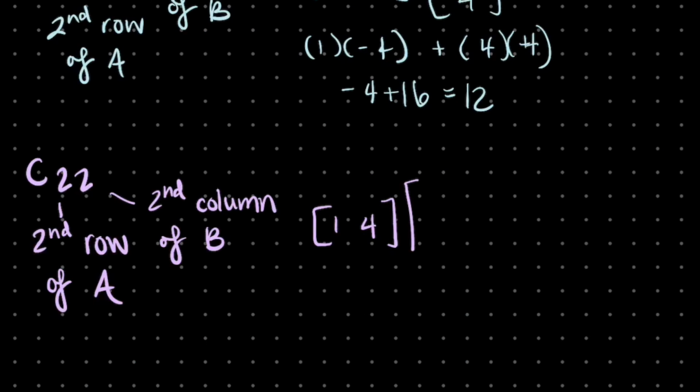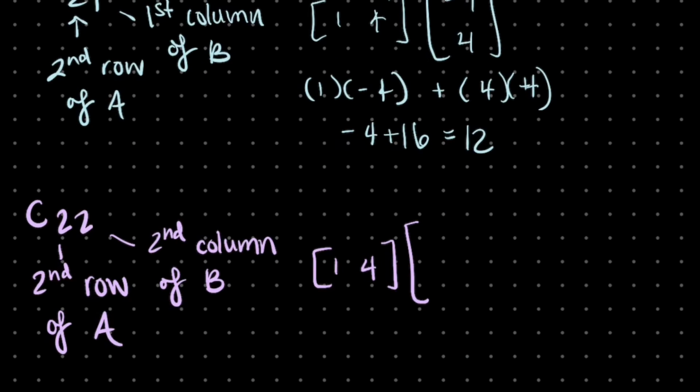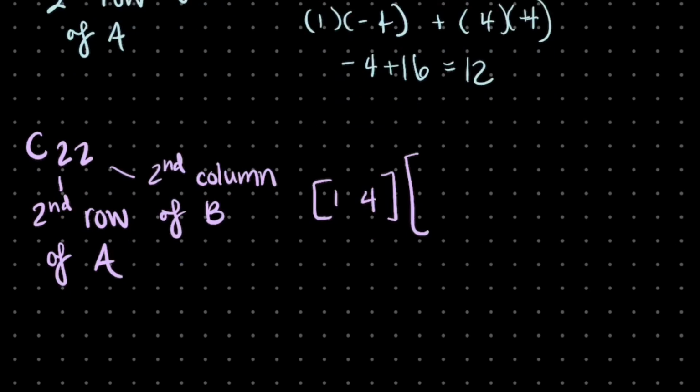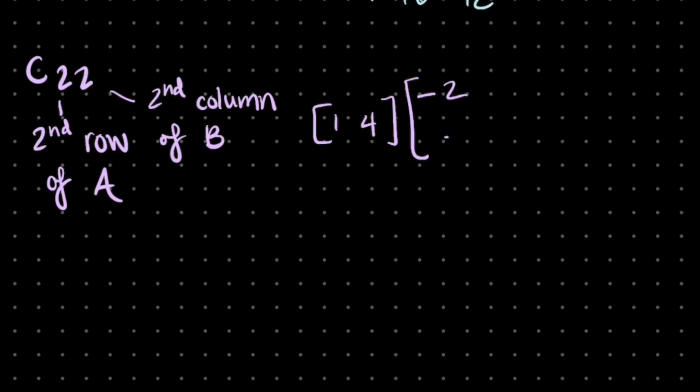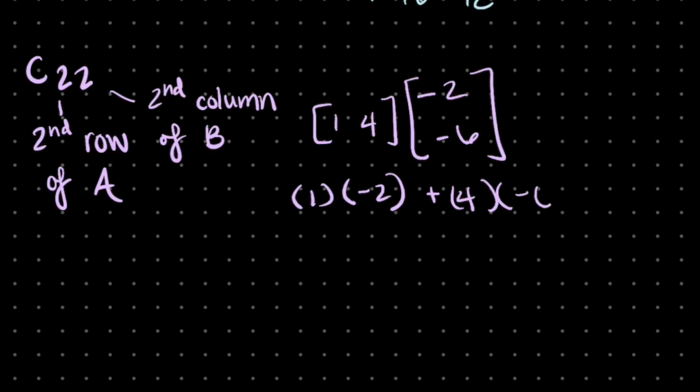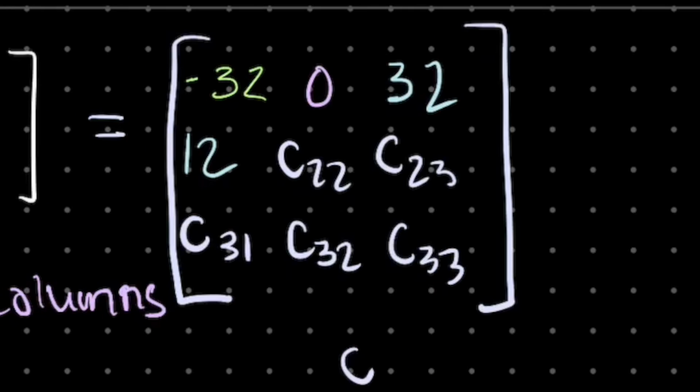Okay, column 2 is going to be negative, that was probably really annoying, negative 2, negative 6. So now when I do my calculations, I'm going to do again the first of the row times the first of the column plus the second of the row times the second of the column. So that'll be negative 2 plus negative 24, which is negative 26. So we will add in negative 26.